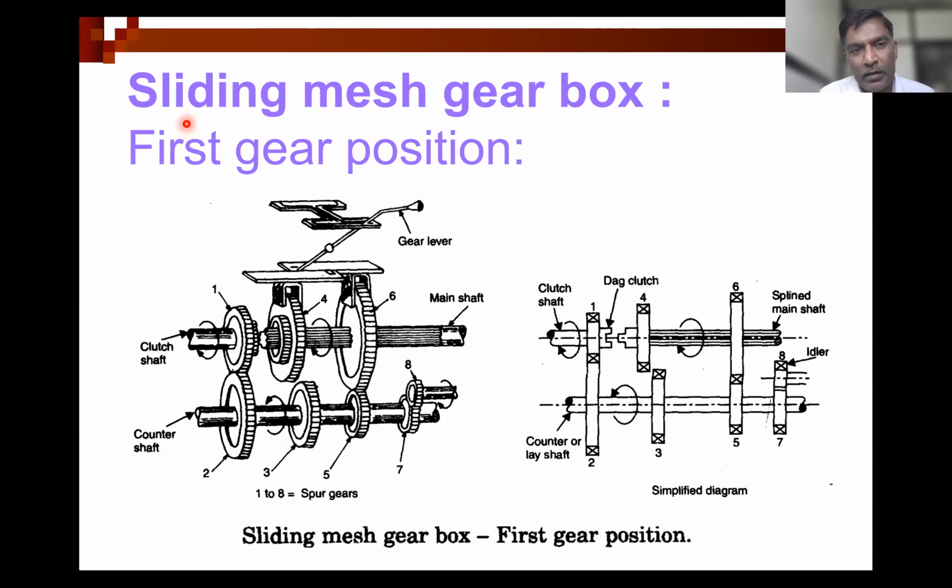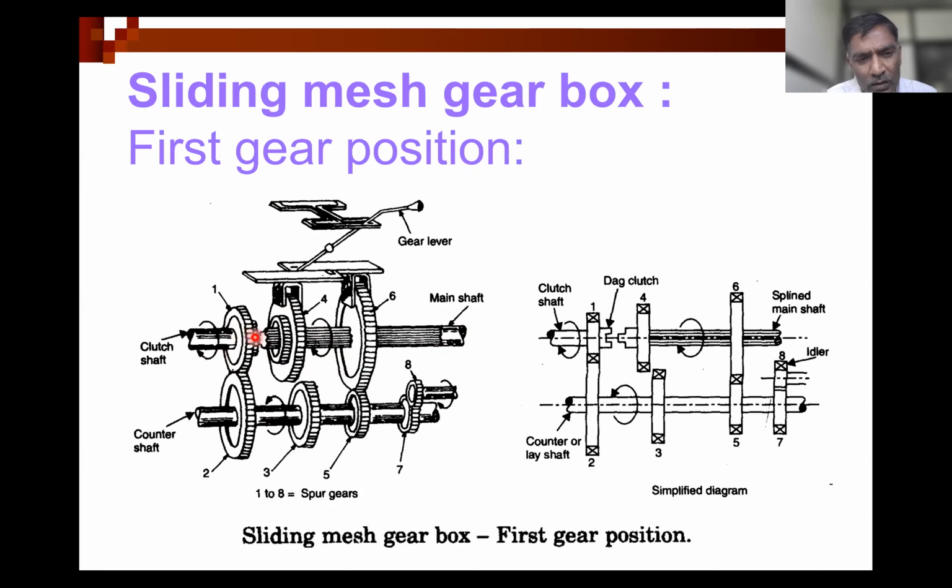I will tell how it is constructed. Till now you might have understood what is clutch and how it is used to connect and disconnect engine power with the rest of the transmission system. Now power is available at this clutch shaft. Am I right, Sachin? Yes, sir. And now this power we need to give to this main shaft. For that, this gearbox is used.